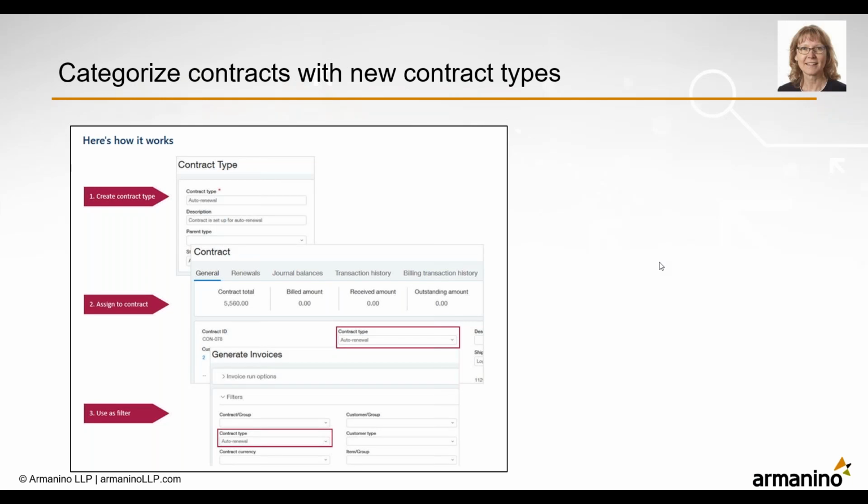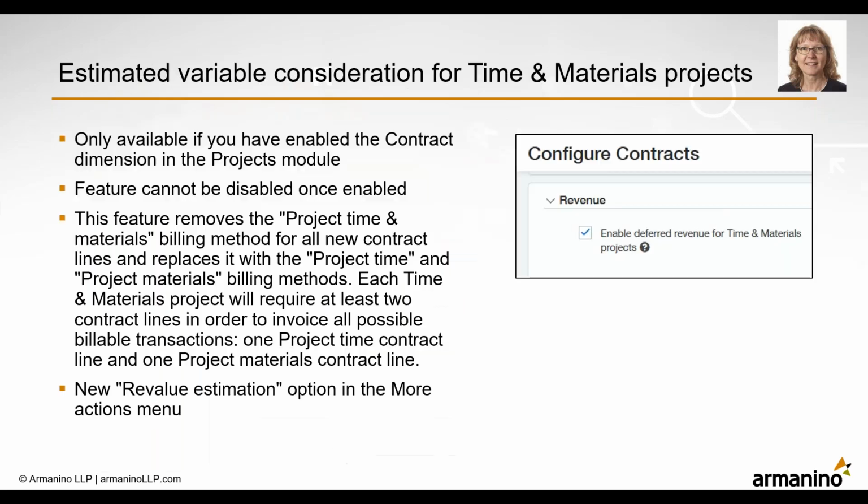So one of the new features in this release is the ability to categorize contracts with new contract types. So you can go in, you can identify your specific list of contract types that you want to be able to tag contracts with. And then you can assign it to a contract when you're setting up that contract or when it's coming over in an integration, however that's working. And then it can be used as a filter when you're generating invoices. So a nice way to organize your contracts and be able to group those together, report on those, use those in the generate invoice screen. So very nice feature there.